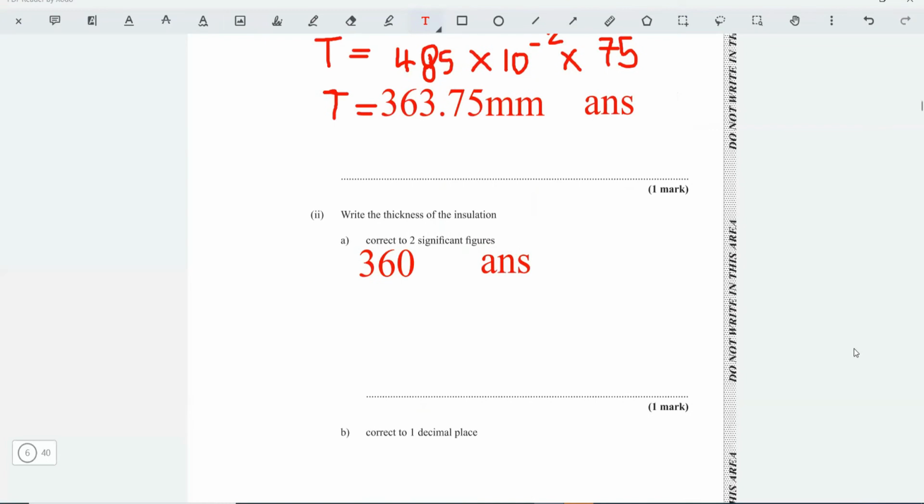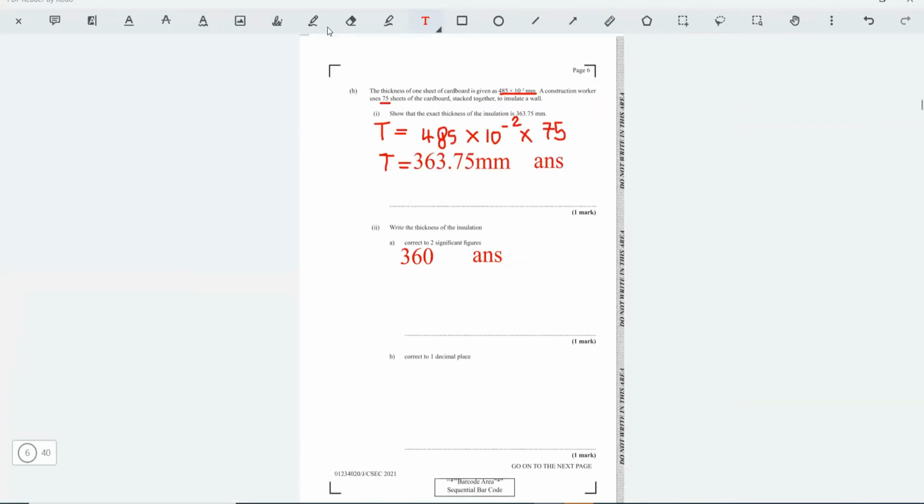Now it says write your answer to one decimal place. For one decimal place, we have to look at this digit right here, and it's 5 or more. So it's 363 point, and this is bigger, so round it up. I now put 363.8. That's your answer.